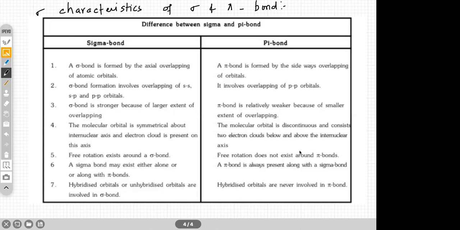Yes, pi bonds form because of the lateral overlapping of p orbitals, but not only p, we can have d orbitals also. But in valence bond theory, we don't talk about d orbitals.